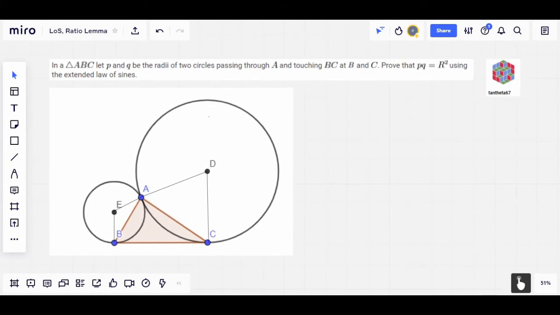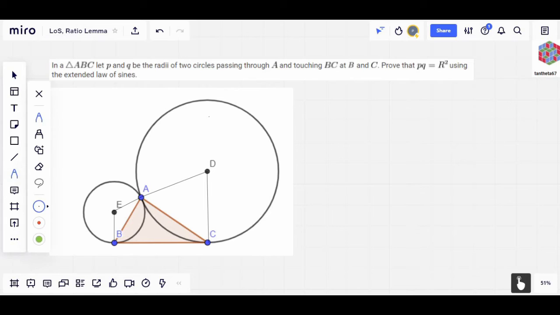All right, let's move on to the question relating to today's lecture. This question was posed by AoPS user tan theta 67. Thank you. All right, so in triangle ABC, let P and Q be the radii of the two circles passing through A and touching BC at B and C. Prove that PQ equals R squared using the extended law of sines. So in this problem, he gave us that we need to use the extended law of sines, but that's what we kind of focused on today, so probably should have been evident anyway.